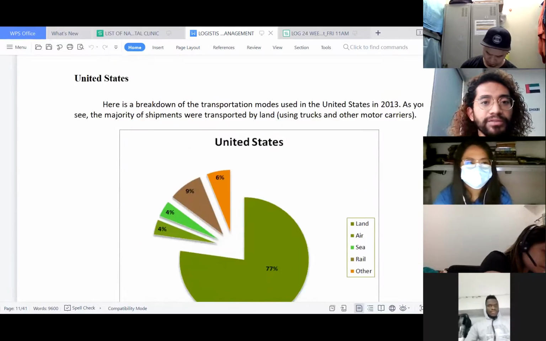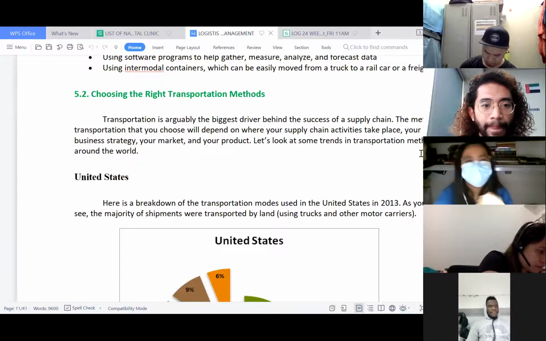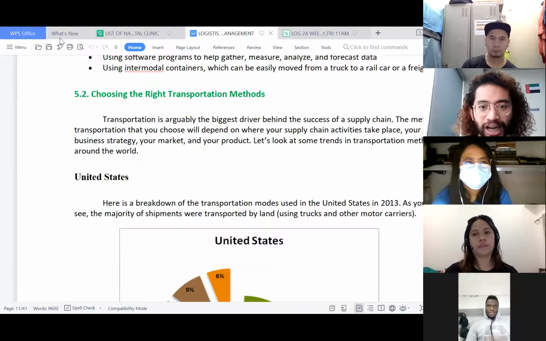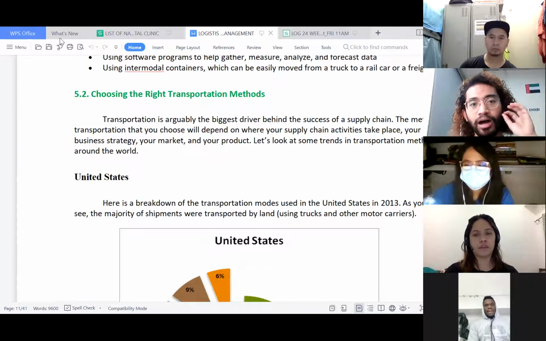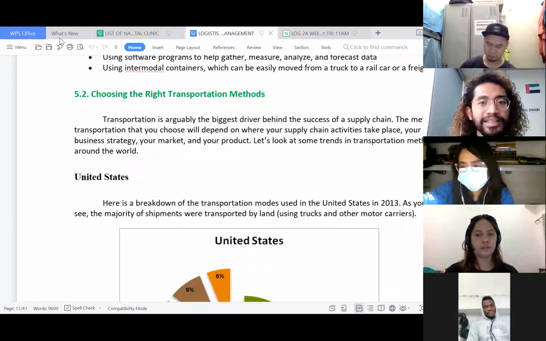Okay, we have a chart here. You know, in the US, they try to standardize everything. And we have this chart: choosing the right transportation methods. Transportation is arguably the biggest driver behind success of supply chain. Remember, I told you earlier that when you transport your product, that's a factor for the price of your service or your product.